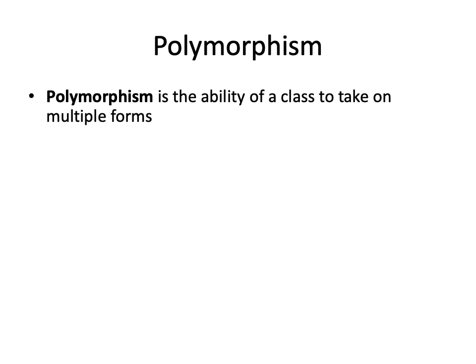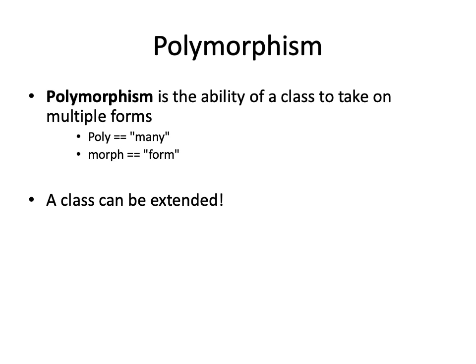Polymorphism. Polymorphism is the ability of a class to take on multiple forms. What the heck? Okay, so poly means many and morph means form, so I get what polymorphism means, but what does that mean about programming? How can a class take on multiple forms?